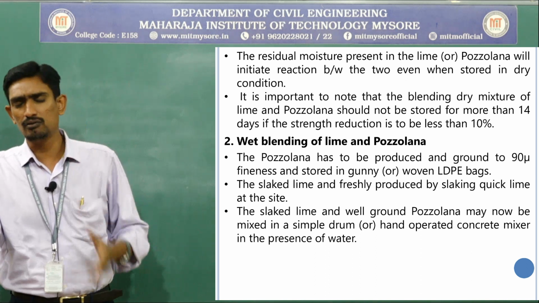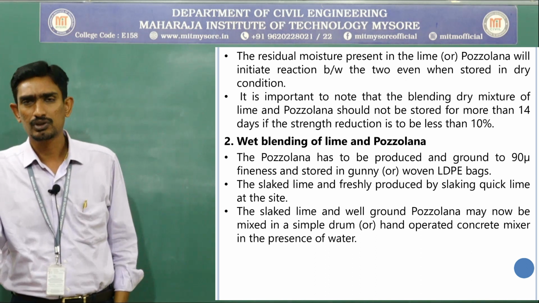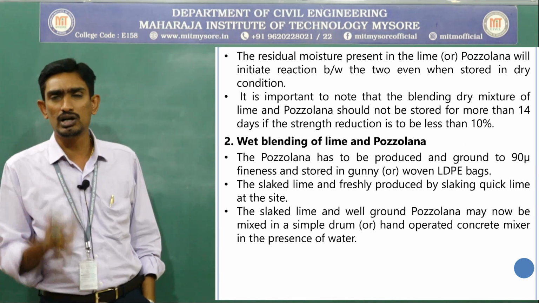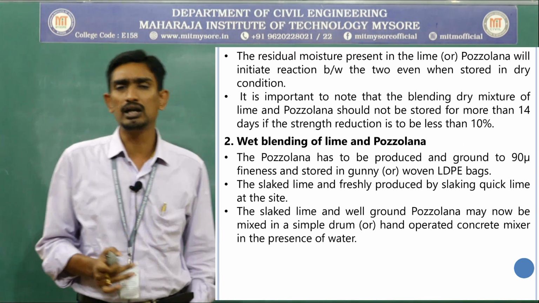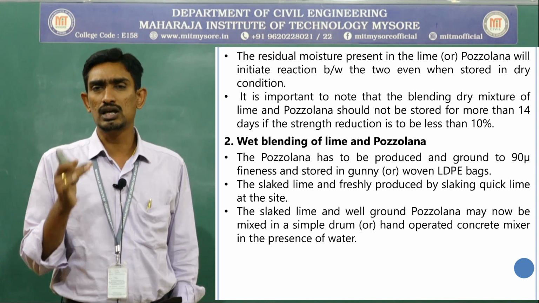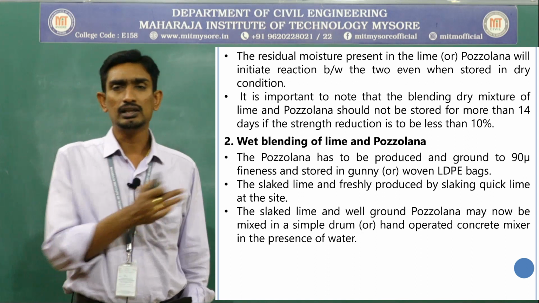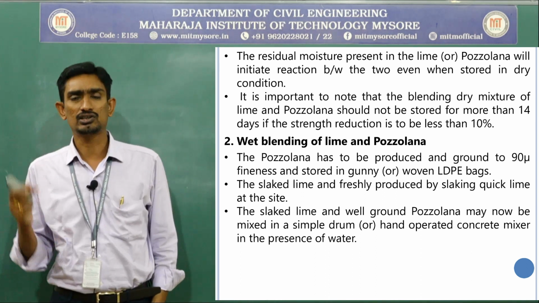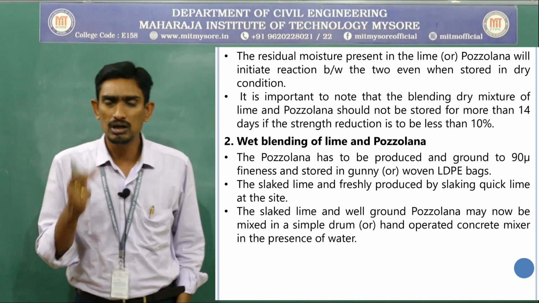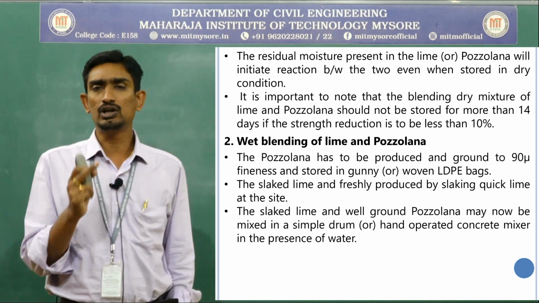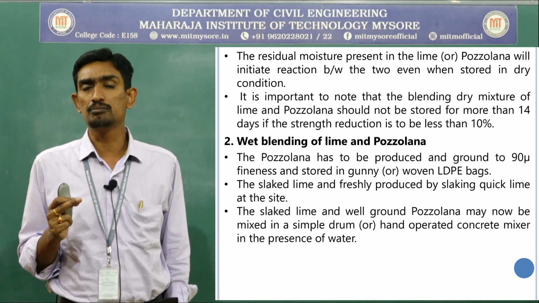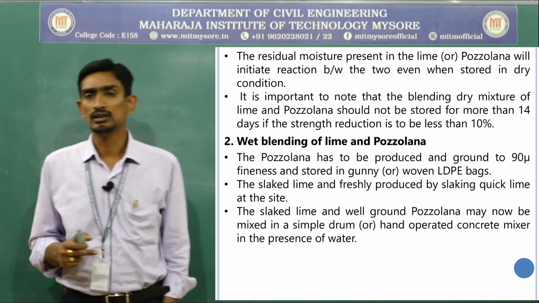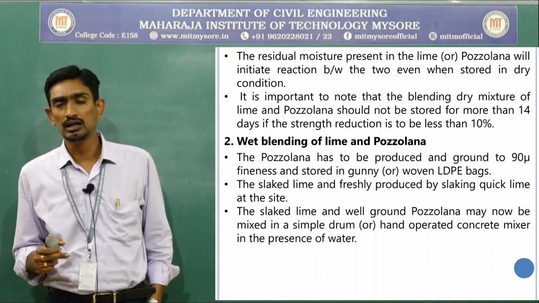One thing we need to observe here is, when you want to use it instantly, that means if you are going to use it right now, then we can go with the wet blending technique. If you are going to use this LPC cement after many days, then we can go with dry blending. For site practices, if you are going to use it immediately, we need to mix it and use it. We cannot store the lime pozzolana water mixture. If you want to store the LPC, then we can go with the dry blending technique.